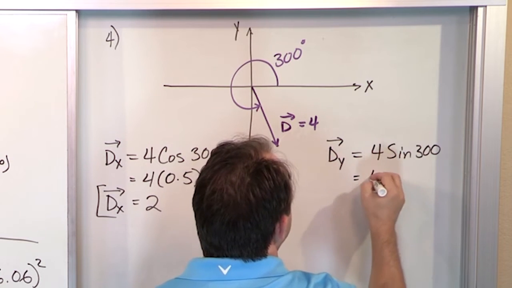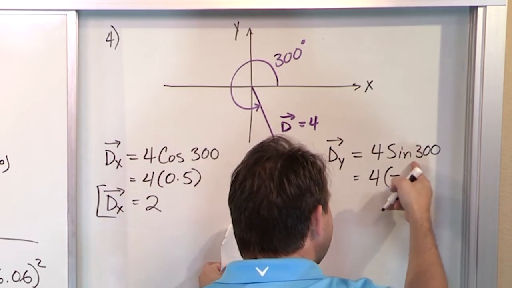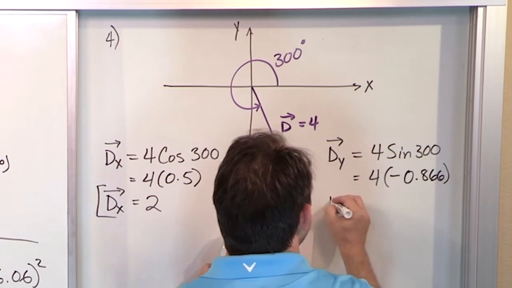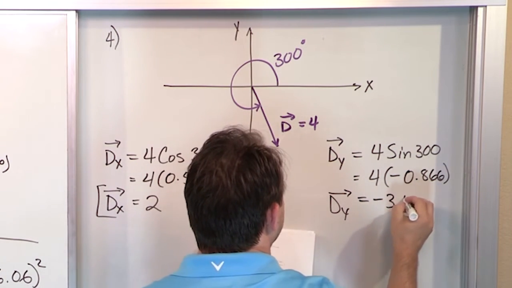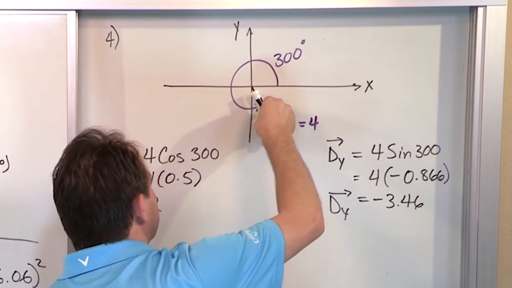Okay? And so when you take the sine of 300, you're going to get a negative. The negative comes from the sine operation on this, 0.866. And so the y direction is going to be multiplied by 4, and you get negative 3.46. Now before we go further, let's see if this makes sense. The whole length of the thing is 4.